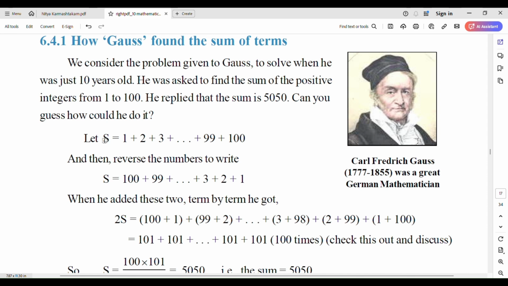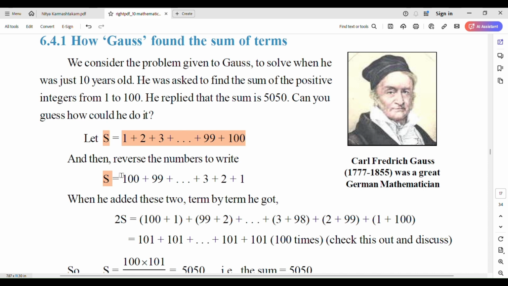Let's say S equals the sum of the first 100 natural numbers, 1 to 100. This is an arithmetic progression. I want to add all of these and find out the value. So S equals 1 plus 2 plus 3 up to 100. Now what he did is he reversed the numbers. Reversing will also give the same sum, right? So S equals 100 plus 99 plus 98 and so on down to 3 plus 2 plus 1.